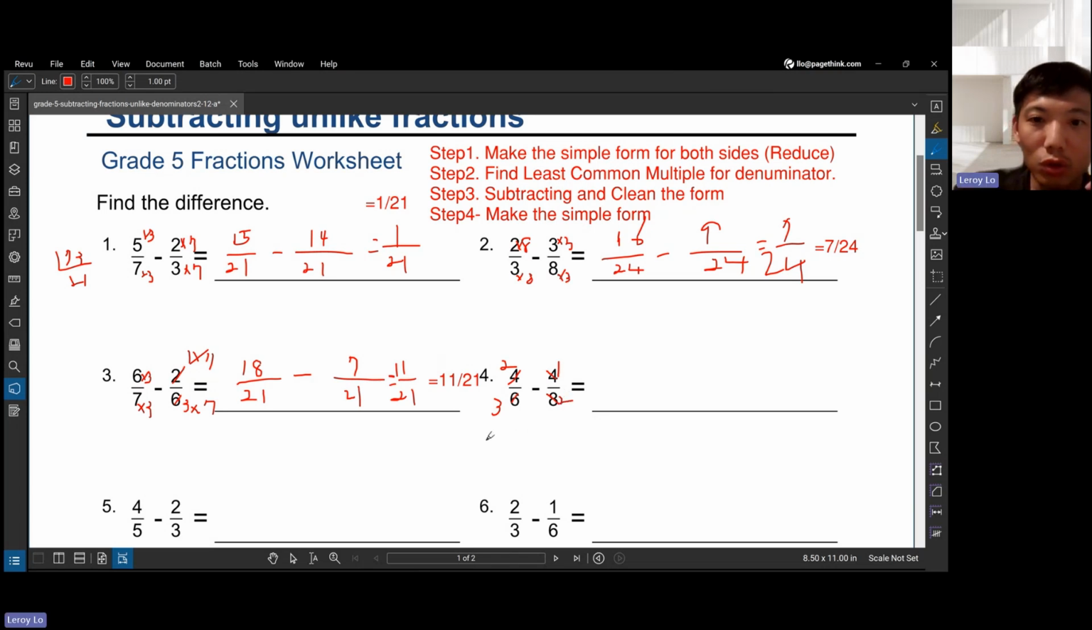So 3 and 2, now we need to find the least common multiple. So we use 3 times 2, which gives you 6. So how can we get from, so I put down here 6, 3, we use times 2 to 6. So the top one, 2, also need to times 2. So we got 4.